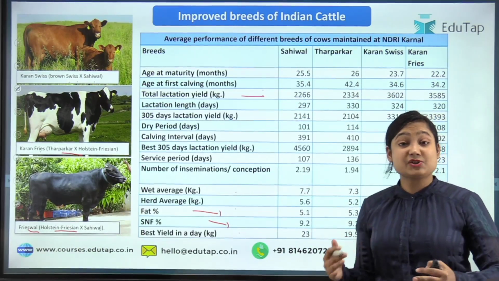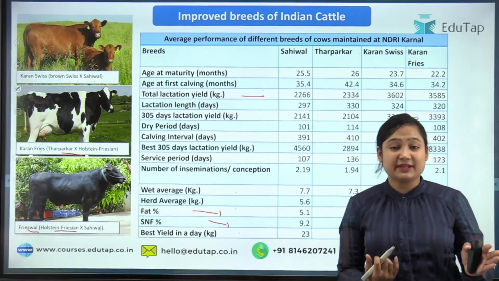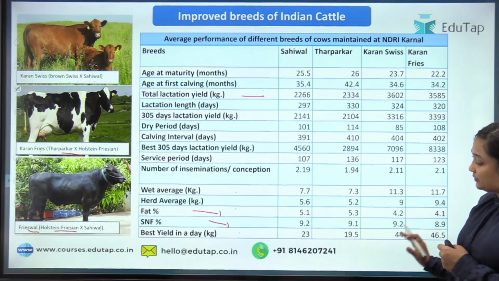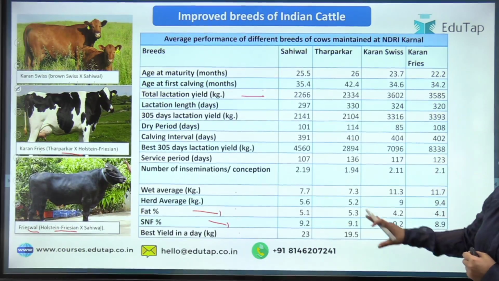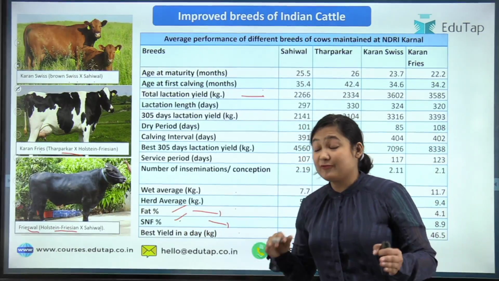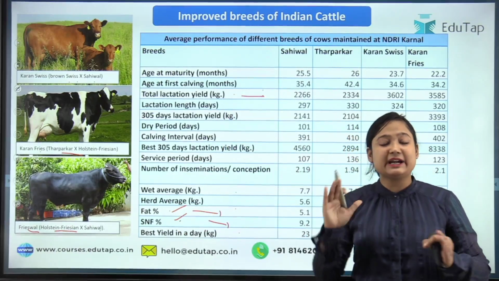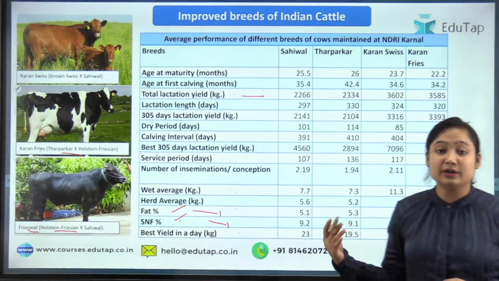But if you want to be sure, or if NABARD gives another question that you are not expecting and you are a little scared, the table is given to you. You can totally study it from there, but if you are short on time and have too many things to remember, just go for fat percent, SNF and total lactation. That is something you should not skip.